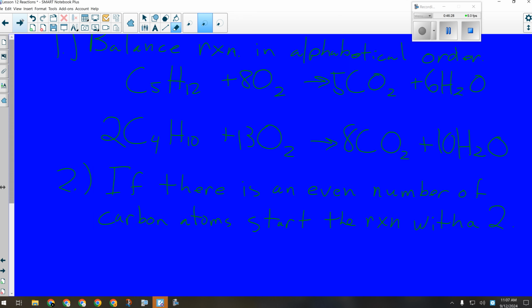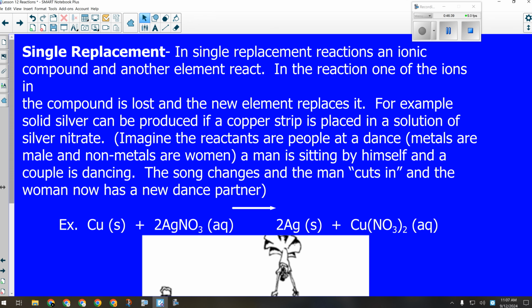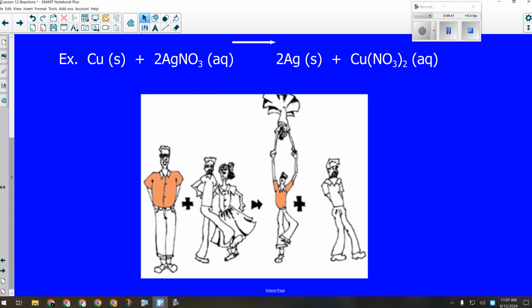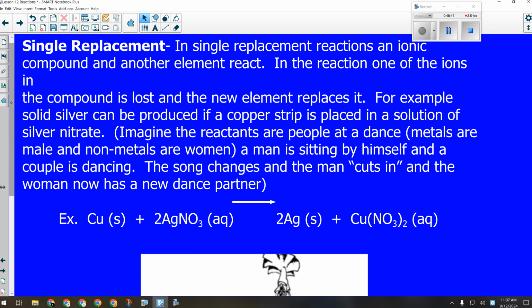So, the first type of replacement reaction is a single replacement reaction. In a single replacement reaction, you have an element reacting with an ionic compound in the reactants, and then in the products you have a different element and a different ionic compound. What has happened is that first element has replaced the part of the ionic compound that it is like.